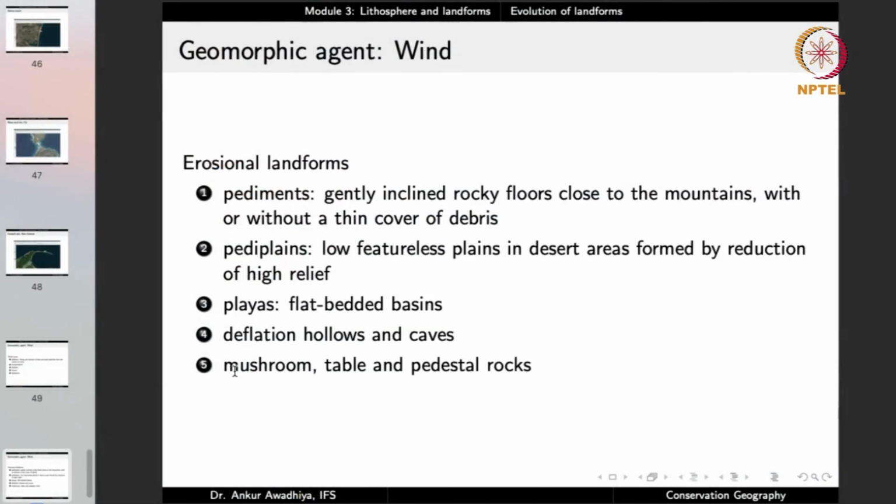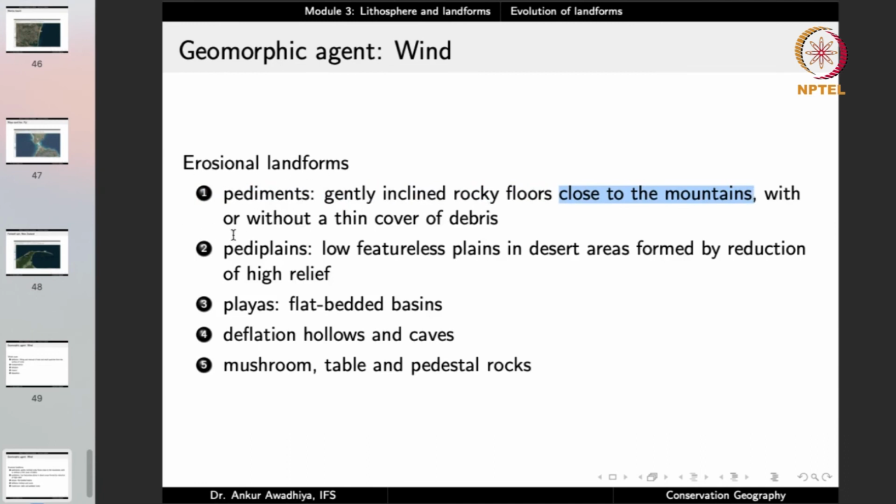Now the erosional landforms consist of pediments. Pediments are gently inclined rocky floors close to the mountains with or without a thin cover of debris. So what is happening in the case of pediments? The winds are taking away material through erosion, and they are leading to the generation of a surface which is gently inclined, and typically it is a rocky area close to the foot of the mountains, and it may or may not have a cover of debris or soil.